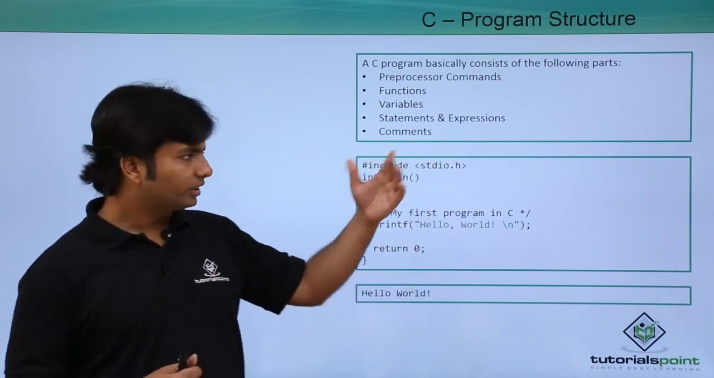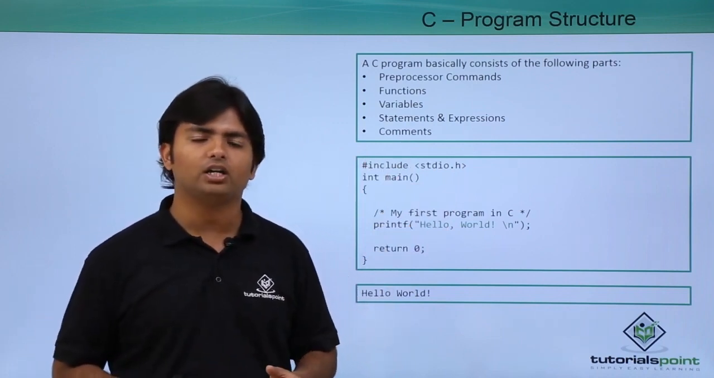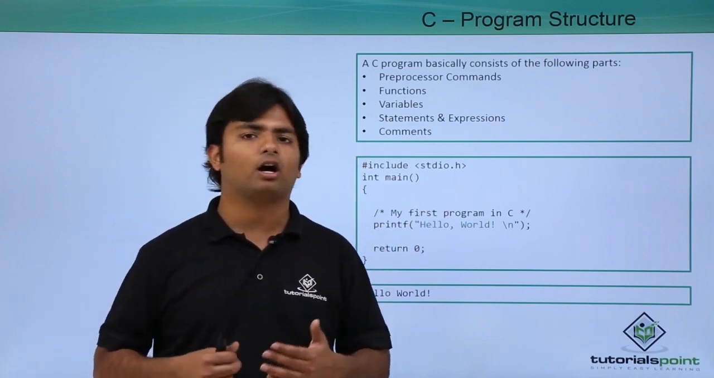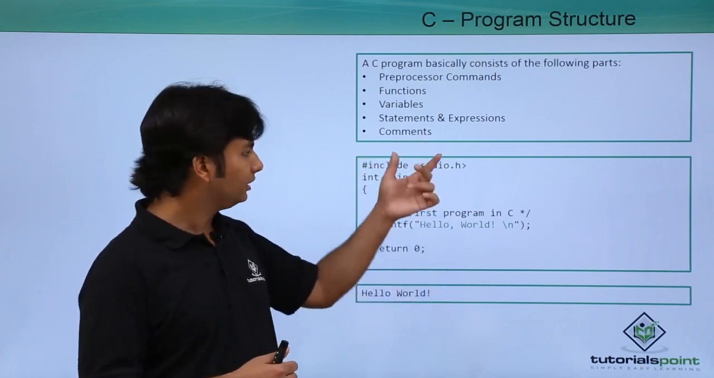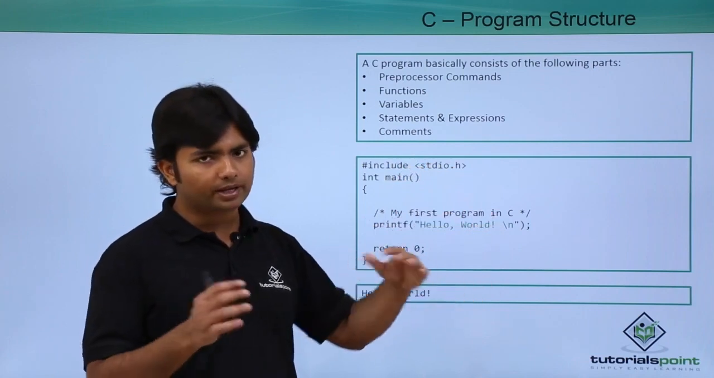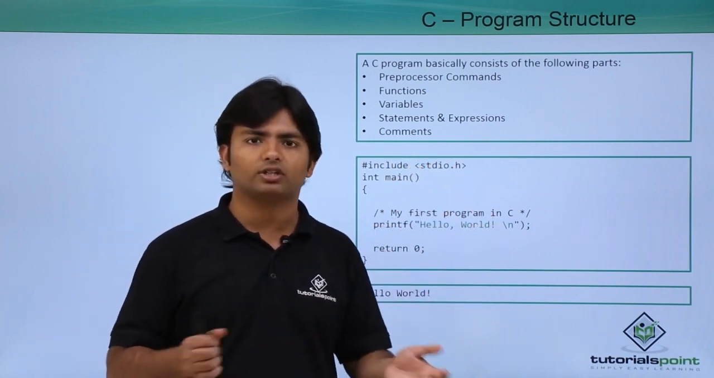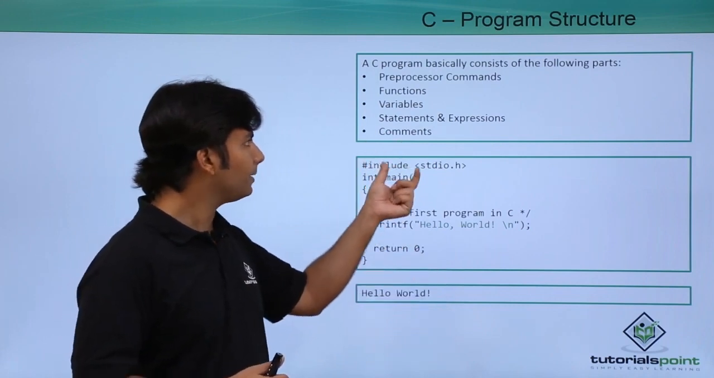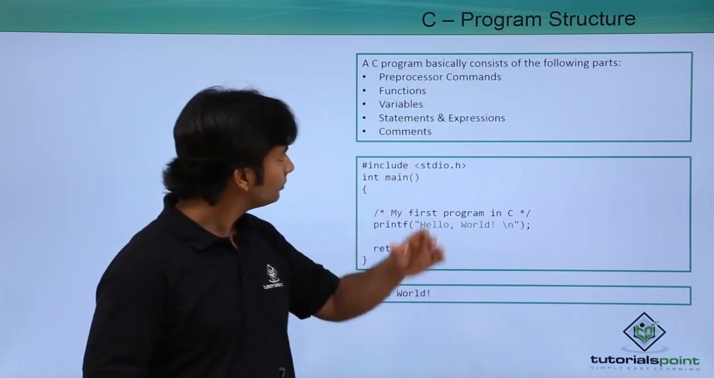stdio.h. This stdio.h is basically the standard header file to perform input and output operations. We require that this particular header file be included in our program before the actual compilation starts. So that's why we call it a preprocessor command, or you can also call it a preprocessor directive.